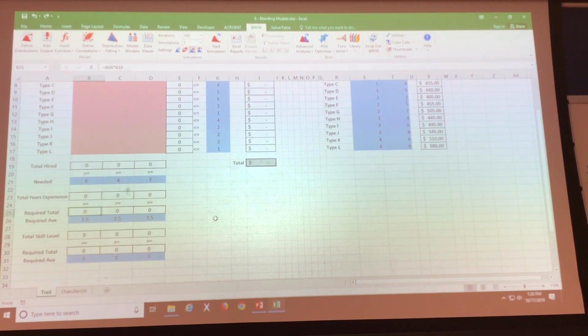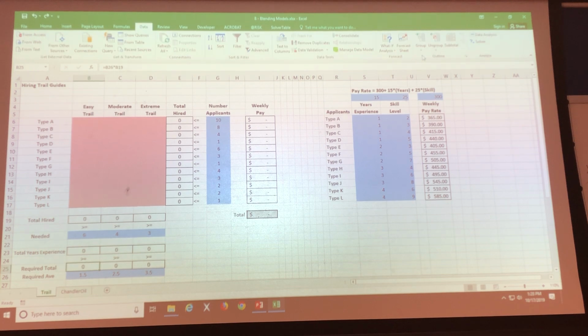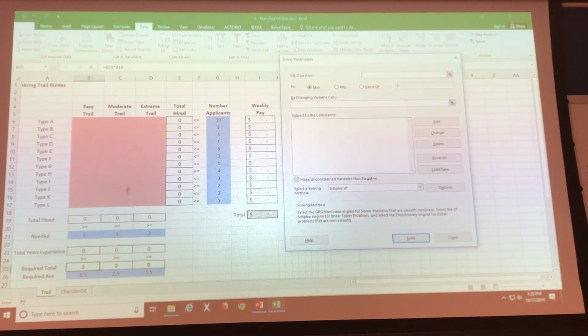Okay, it's all filled in at this point. It's got its blending constraints. This one just happens to have 2 blending constraints that go with it, but you're ready to solve. Our objective is what?